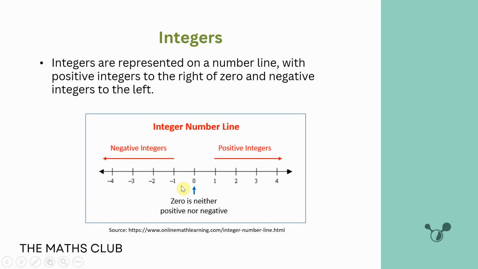To the left of the 0 are negative integers, to the right are positive integers, and 0 is neither positive nor negative. So this is the integer represented on a number line, with positive integers to the right of the 0 and negative integers to the left of the 0. So that's basically it about integers.